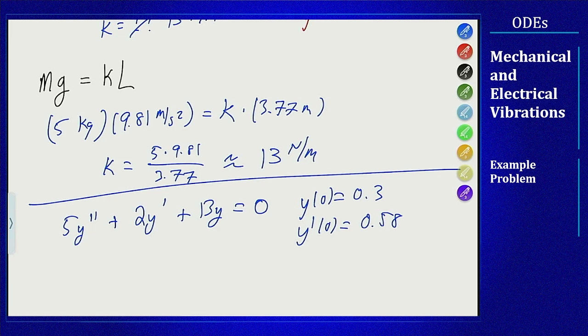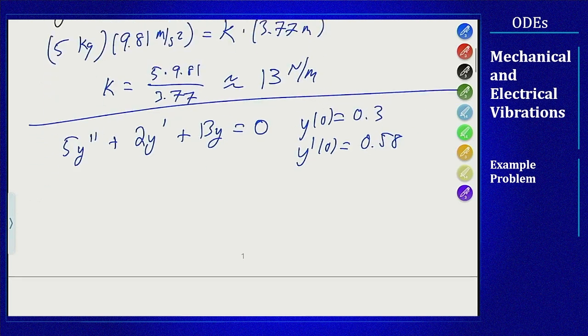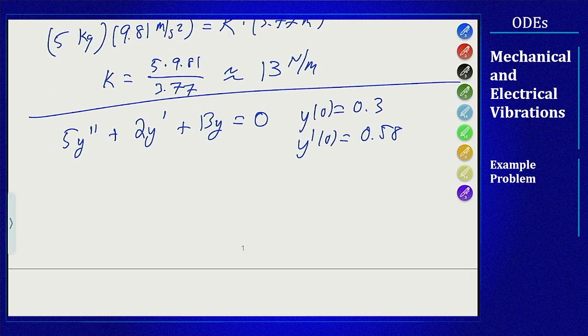All right, now that we have that, we just need to solve it. How do we solve these kinds of problems? We do our guessing of e to the rt, and that's going to result in the quadratic that we have to analyze: 5r squared plus 2r plus 13 equals 0. And we want to find the roots of that. With that 5 in front, I'm not going to factor this, so just use the quadratic formula and see what happens.